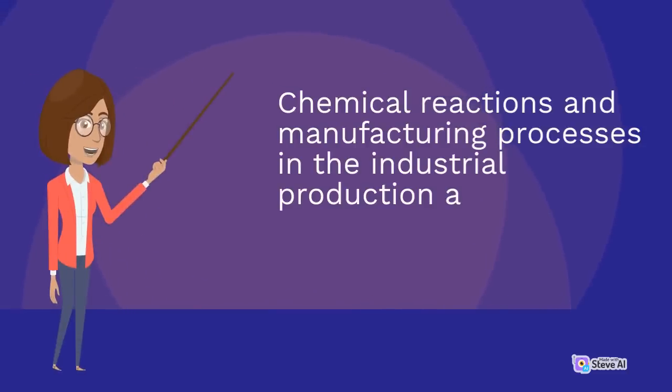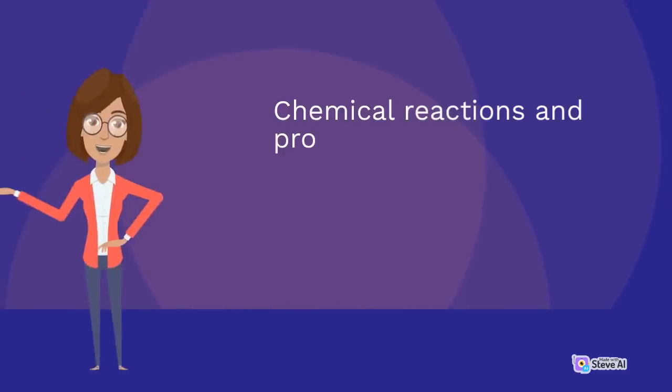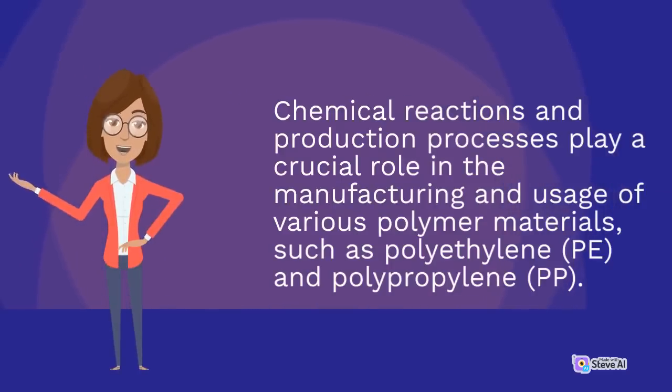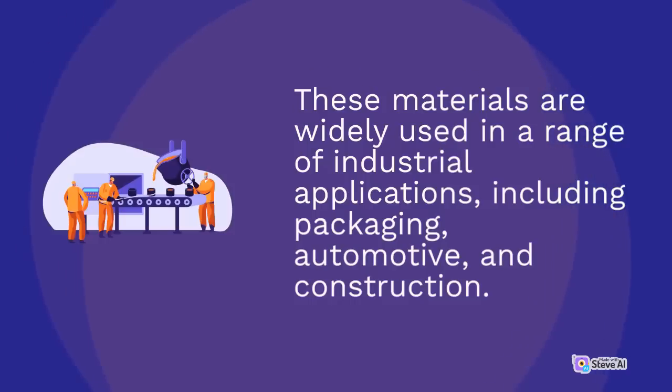Chemical reactions and manufacturing processes in the industrial production and use of polymeric materials such as polyethylene and polypropylene. Chemical reactions and production processes play a crucial role in the manufacturing and usage of various polymer materials, such as polyethylene, PE, and polypropylene, PP. These materials are widely used in a range of industrial applications, including packaging, automotive, and construction.